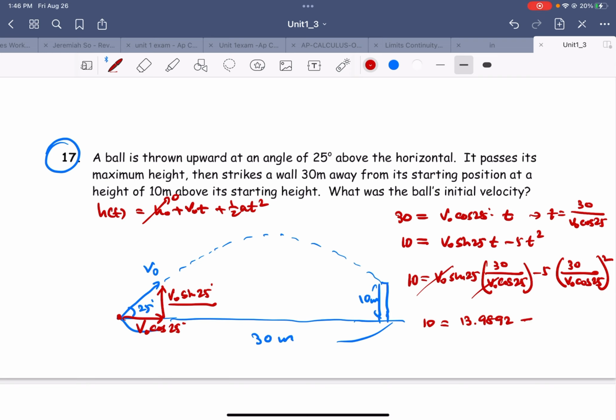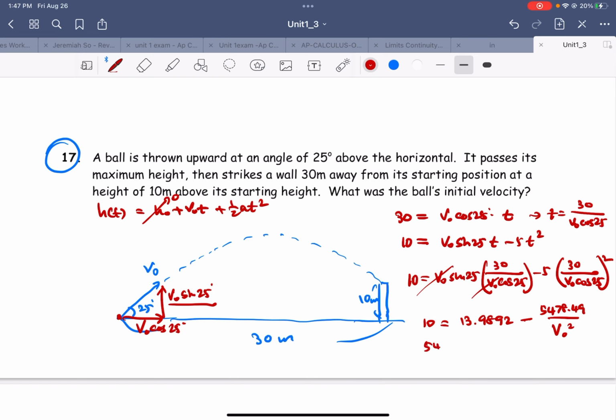Here, minus, let's see, 900 times 5, and the denominator is v naught square and then cosine 25 square. So divide by parenthesis cosine 25, that value squared. So I got 5478.49.